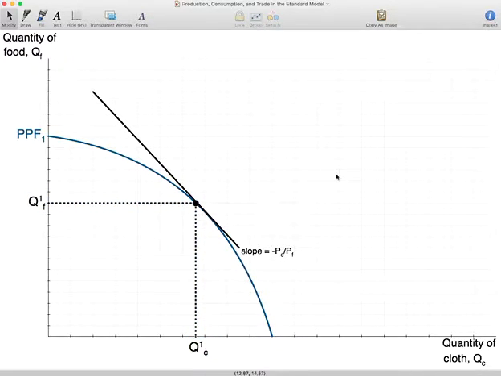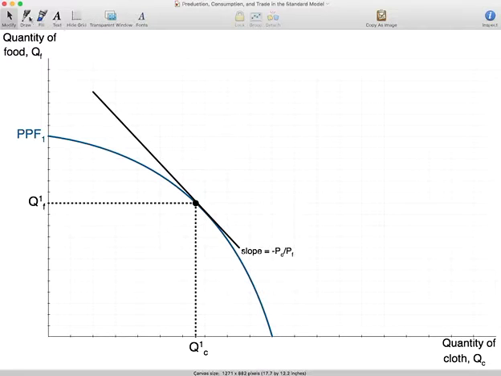What we're concerned with is what is going to be the level of consumption after trade and how we can illustrate that the individuals who are involved with trade are going to have a higher level of utility. Your book references this as welfare. So we do this with indifference curves.